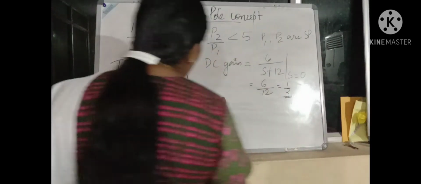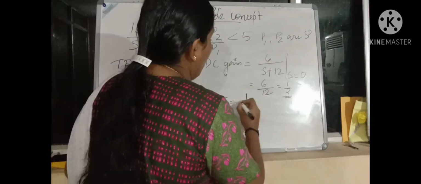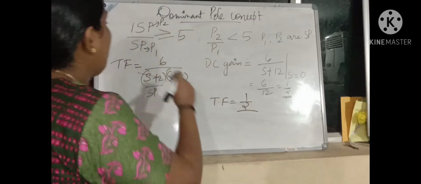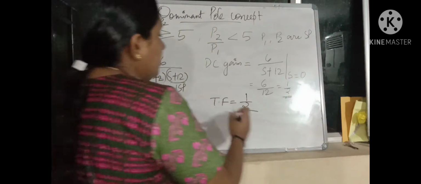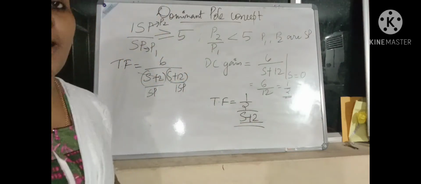And the transfer function will be equal to 1 by 2 divided by (s plus 2).